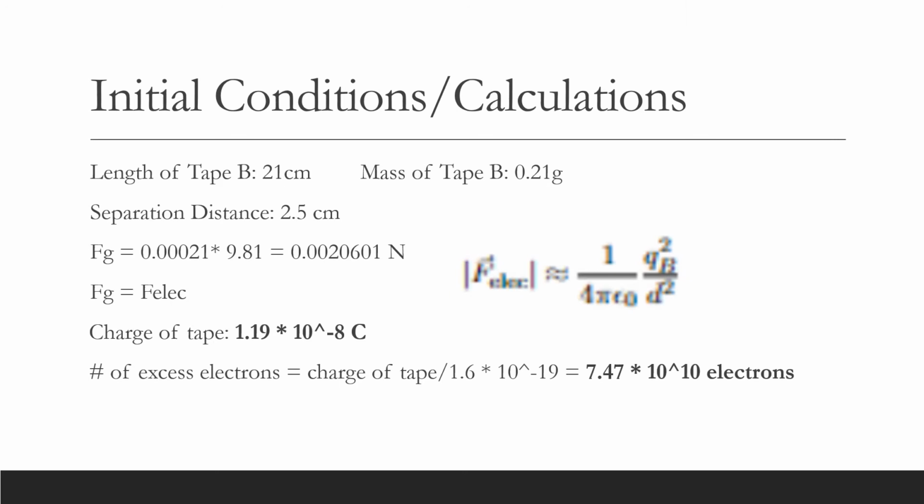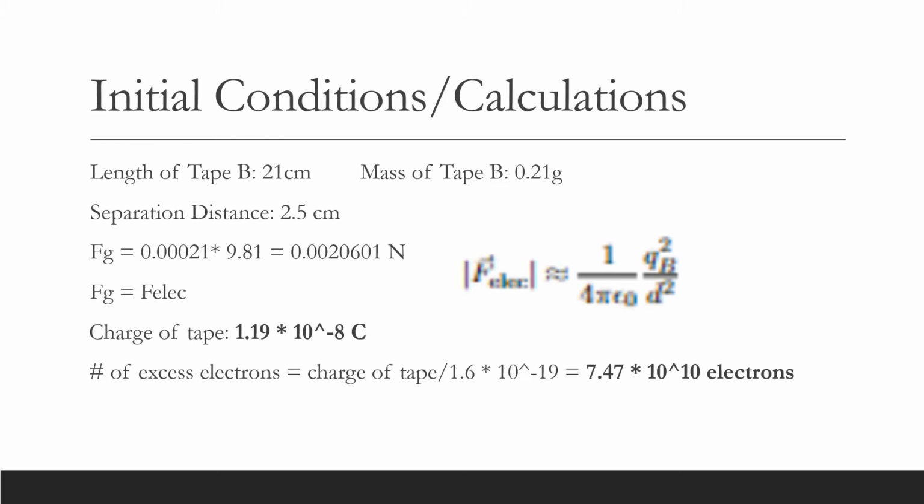Here are some of the initial conditions and calculations that we did in our experiment. Our length of tape B was 21 centimeters, making the mass of tape B 0.21 grams. During our experiment, we noticed a separation distance of 2.5 centimeters when tape B started to move as we approached tape A to it. The force of gravity on tape B is going to end up being 0.02 newtons, and that's going to be equal to the force from the electrons.